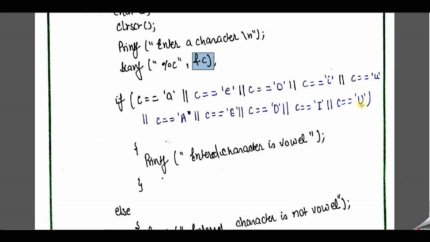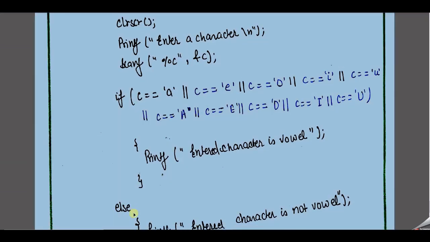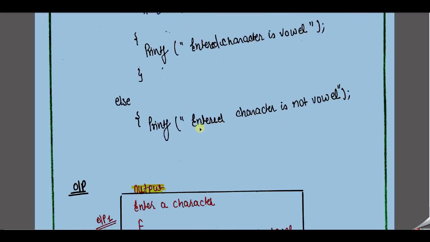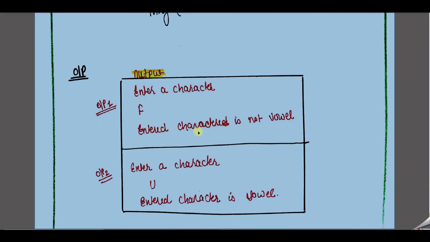So what exactly is the meaning of the OR operator? The OR operator tells us that if any one condition value is true, then the whole value is true. So here, in total, for the 10 possibilities, we found false values. So the overall value of the if is false. If the condition is false, then where do we have to go? We go to the else. In the else part, we have only one instruction: print "entered character is not vowel." So we saw on our output screen, "entered character is not vowel."